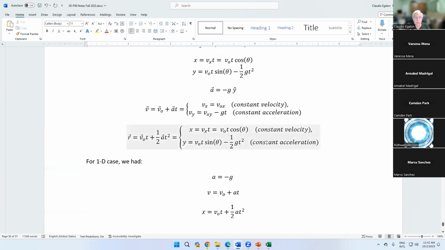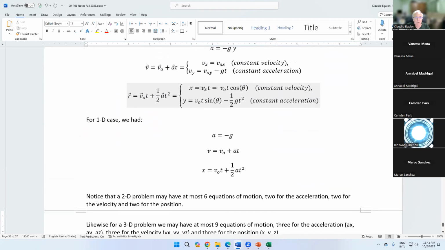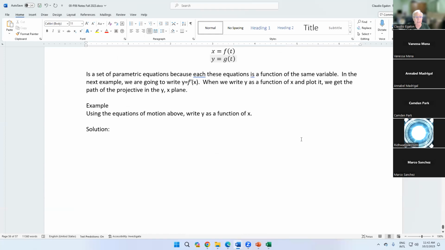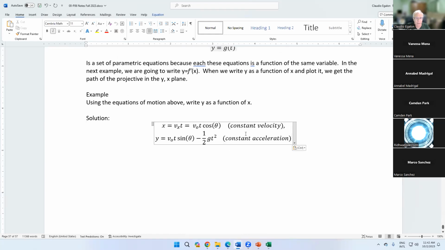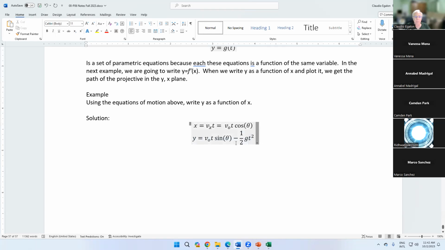So what we have to do, let's see, I have to copy those two. Okay. Remember, I just want to write y as a function of x. So all I need is no more than those two equations. And like that is our starting point. Okay?